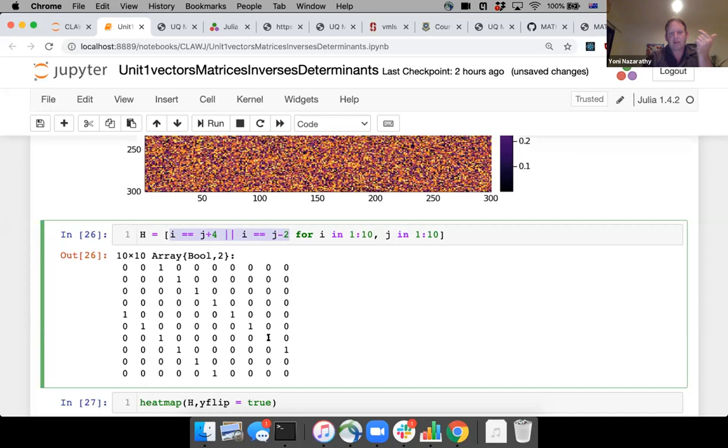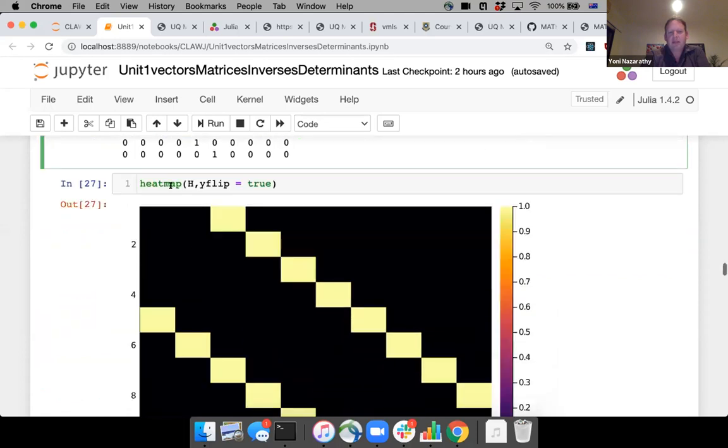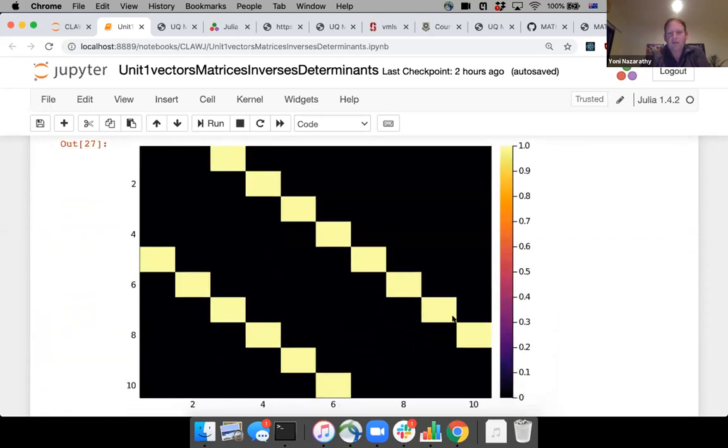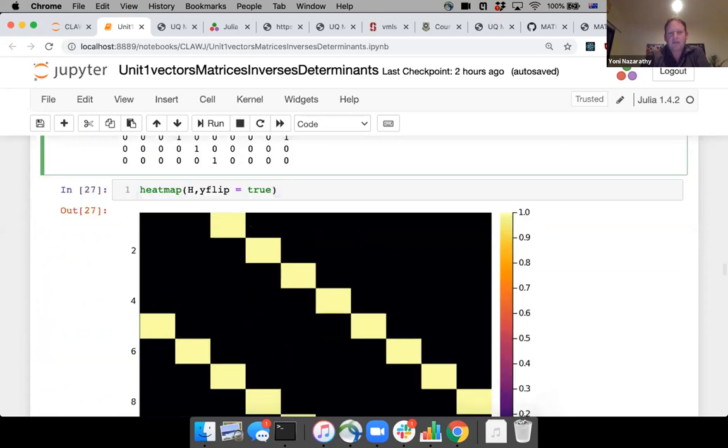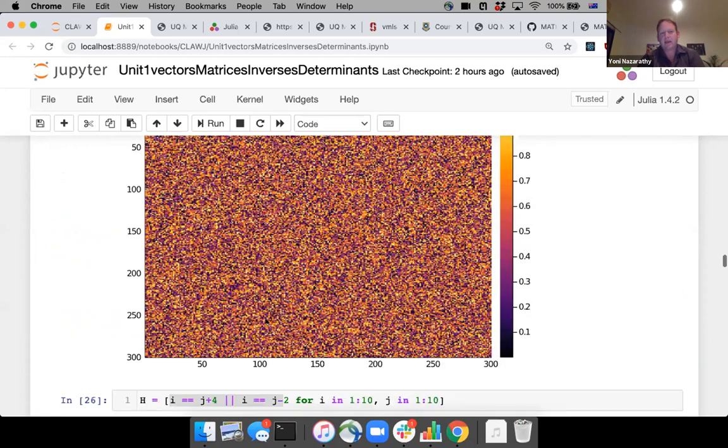This has this band of ones, because here i is 1 and j is 3. So i is j minus 2. So this is i equals j minus 2, this band. And this band is i equals j plus 4, this lower band. Okay, so sometimes you can construct matrices like this by specifying the individual element. This is, of course, a matrix of Boolean entries. And here I'm doing a heat map of this matrix, so you can actually see this is that band of ones. You see this is the heat map index, and all the blacks are zeros, and this is the other band of ones. I just put this matrix so you actually see how this Y flip true flag works, because somehow if you don't put it, the matrix is upside down in its plot.